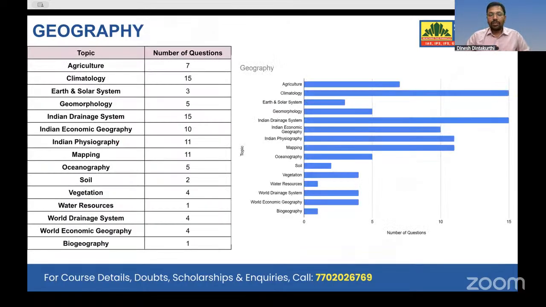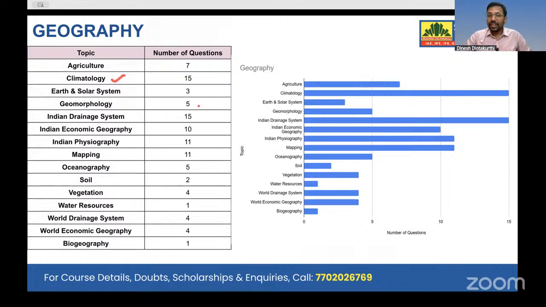Now coming to the trends of geography, the majority of the questions were asked from climatology. In world geography, if you take the subject, geomorphology is almost 50% of the complete world geography.